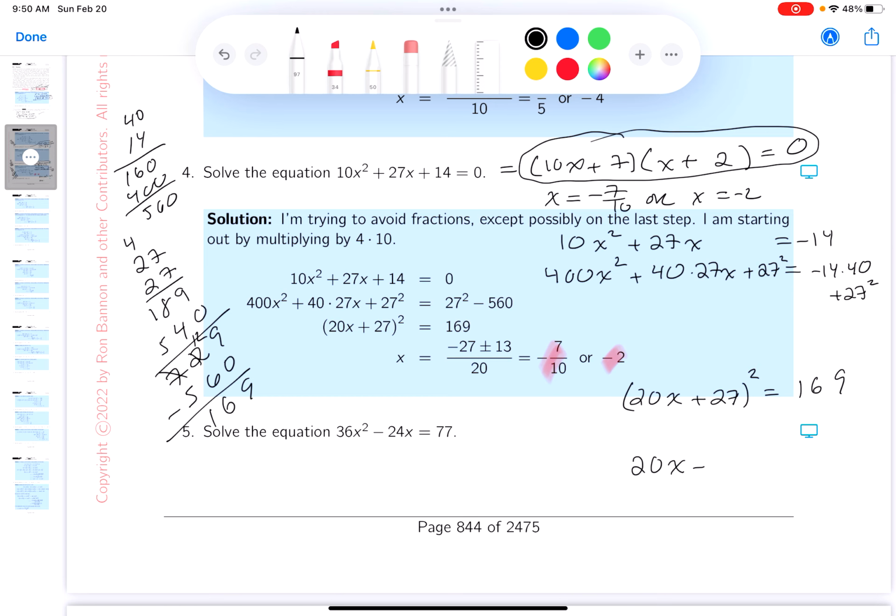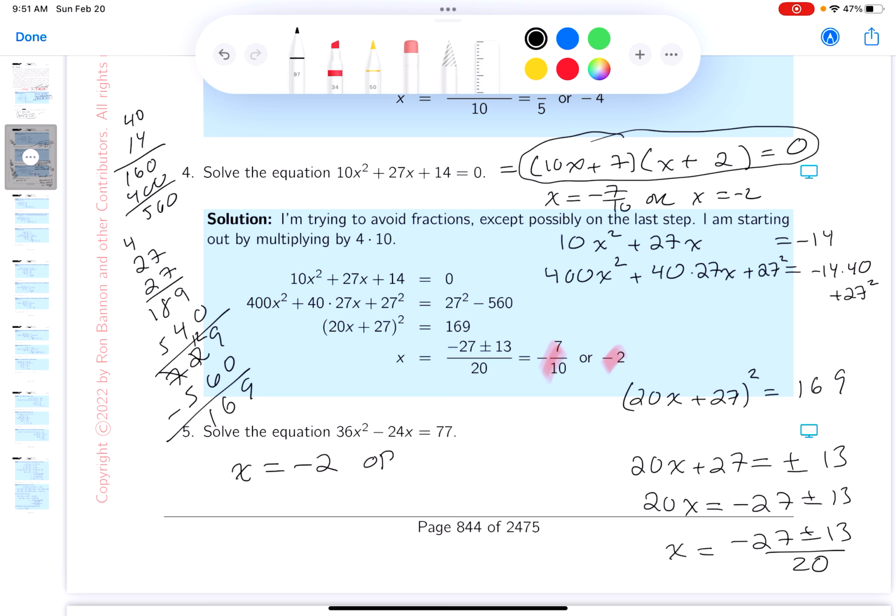This is 20x plus 27 equals plus or minus the square root of 169, which is 13. That wasn't so bad. Then you get 20x equals minus 27 plus or minus 13. And then you get x equals minus 27 plus or minus 13 over 20. I must do the arithmetic. Let's write this down. X equals minus 27 minus 13 is minus 40. And minus 40 divided by 20 is minus 2. Or what's the other one going to be? Well, minus 27 plus 13, which is going to be 14 over 20, which is 7 tenths. I'm sorry, minus 7 tenths.